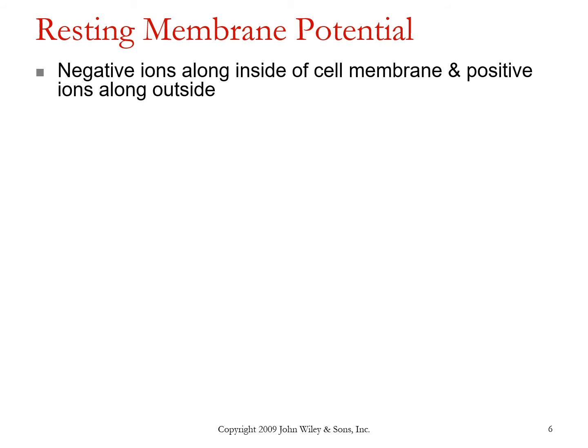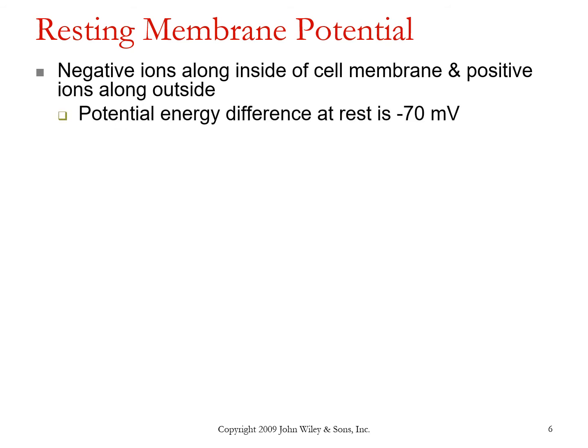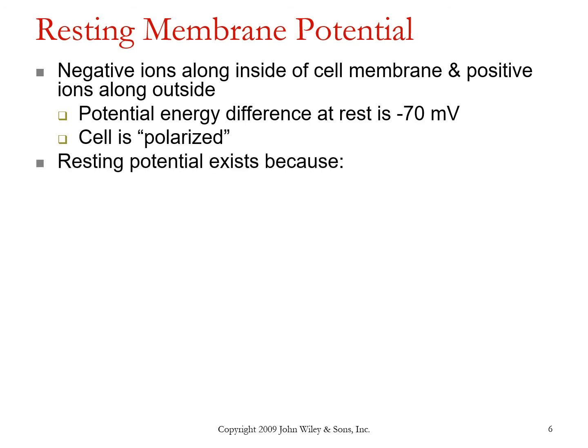The resting membrane potential exists because of a small buildup of negative ions in the cytosol along the inside of the membrane and an equal buildup of positive ions in the extracellular fluid along the outside surface of the membrane. This difference in charge creates a resting membrane potential of minus 70 millivolts, and because there is a difference, the cell is said to be polarized.